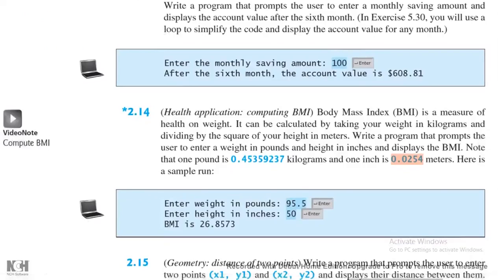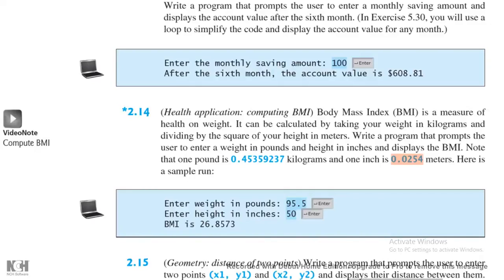It's a health application. What we're doing is we're computing BMI. Body mass index is a measure of health based on weight. It can be calculated by taking your weight in kilograms and dividing by the square of your height in meters. Write a program that prompts the user to enter a weight in pounds and height in inches and displays the BMI. Note that 1 pound is 0.45359237 kilograms and 1 inch is 0.0254 meters.